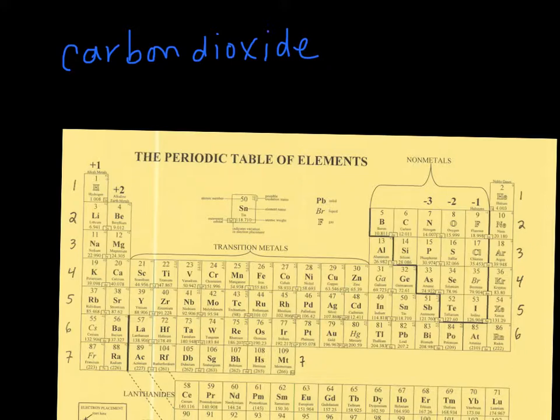Now if I were to give you carbon dioxide, you would already know what this is. So you have done a lot of these before and you just didn't know it. So carbon, there's 1, dioxide means there's 2 oxygens.